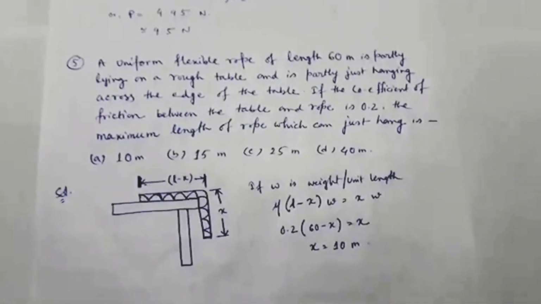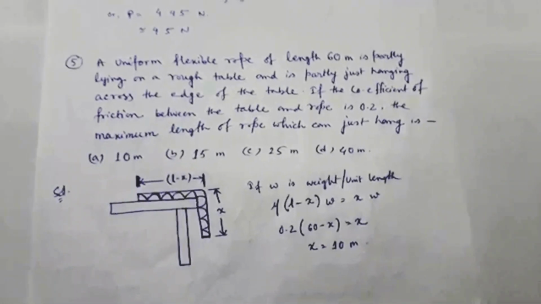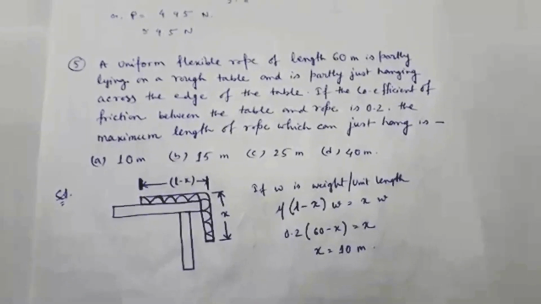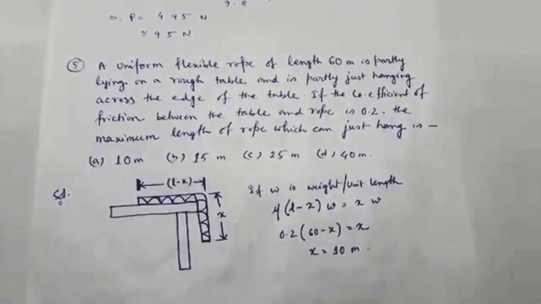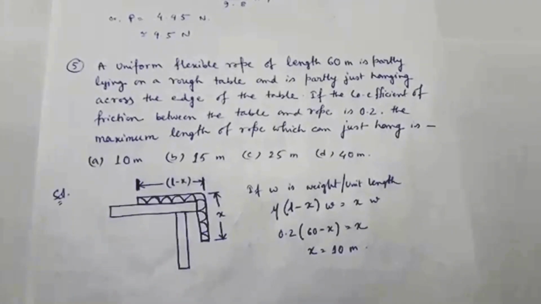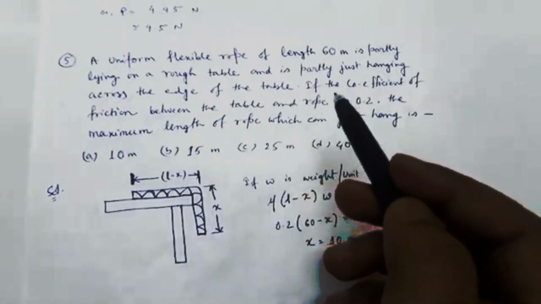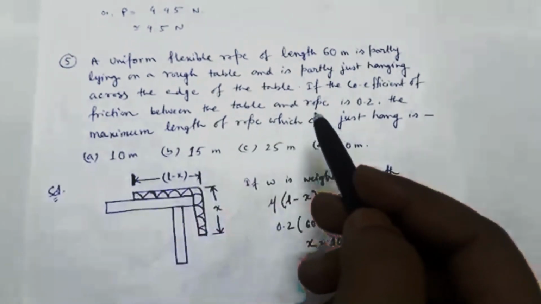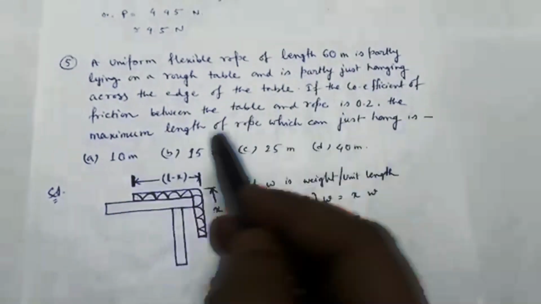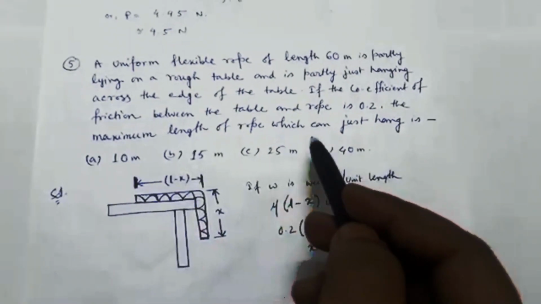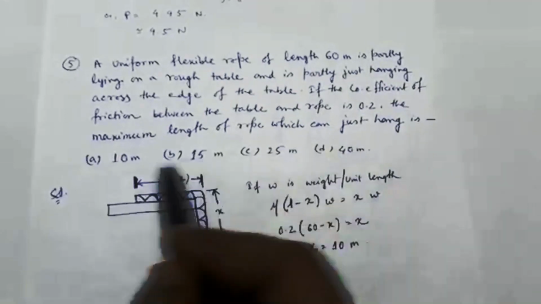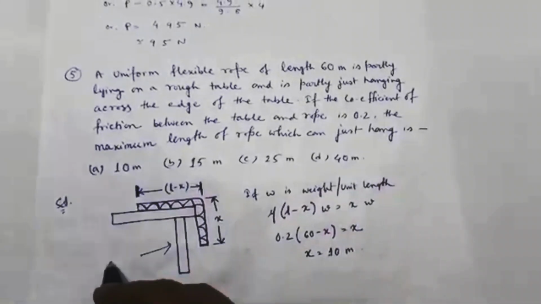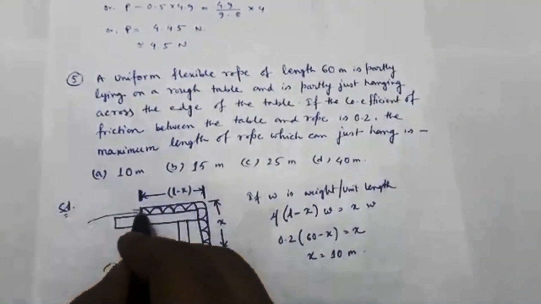This is the fifth problem. A uniform flexible rope of length 60 meter is partly lying on a rough table and partly just hanging across the edge of the table. If the coefficient of friction between the table and rope is 0.2, the maximum length of rope which can just hang is. These are the four options. This is a very common problem. This is the table and this is the rope.